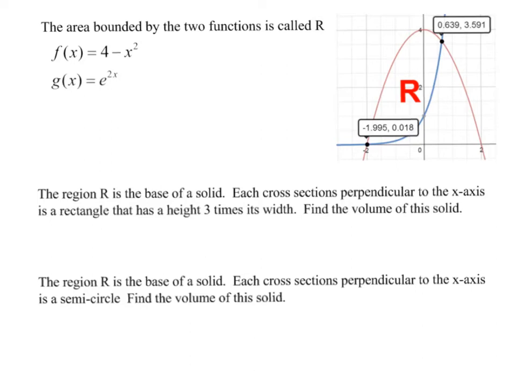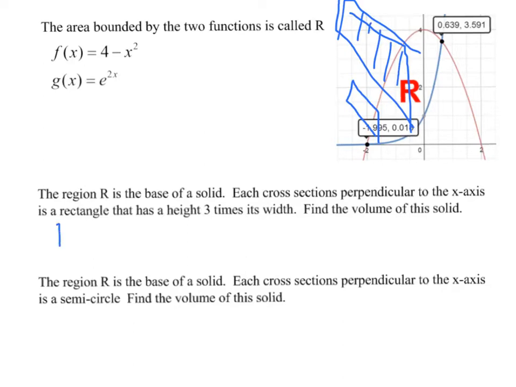In this example, we're going to look at some cross-section areas. So a region is the base of a solid. Each cross-section perpendicular to the x-axis is a rectangle that has a height 3 times its width. So imagine drawing rectangles up off of this, like that. Okay. So imagine, I'm not drawing them particularly well, but imagine these rectangles being built off of our shape.